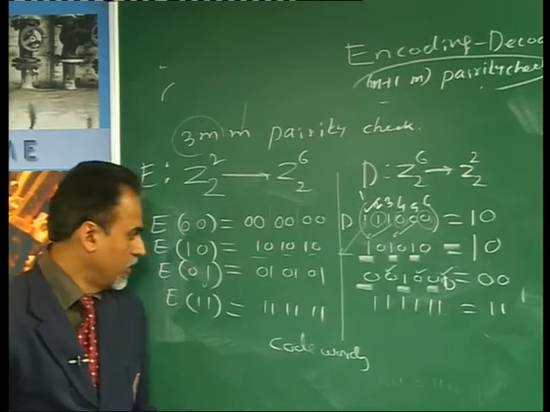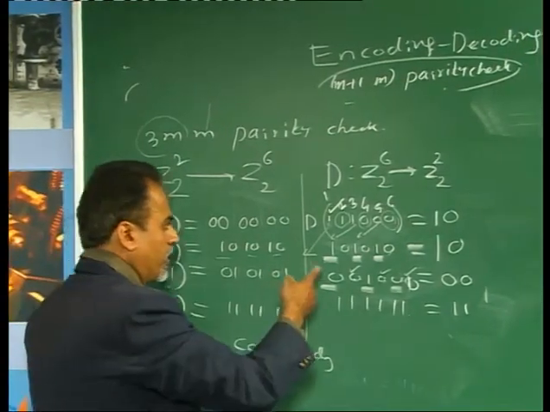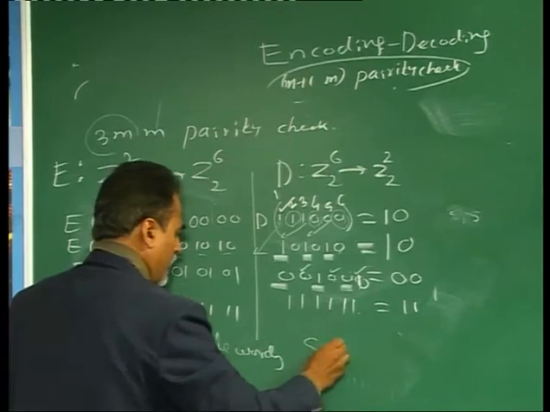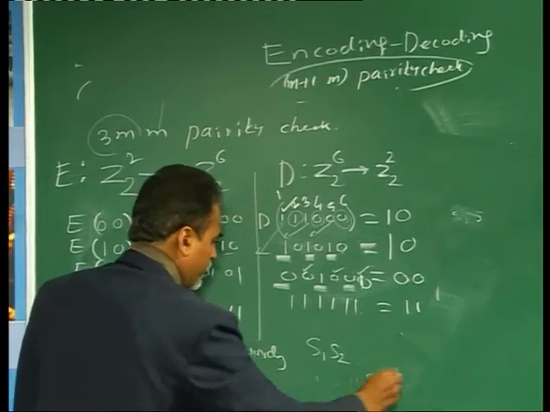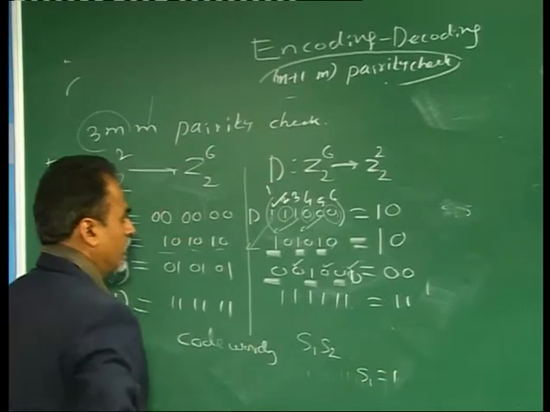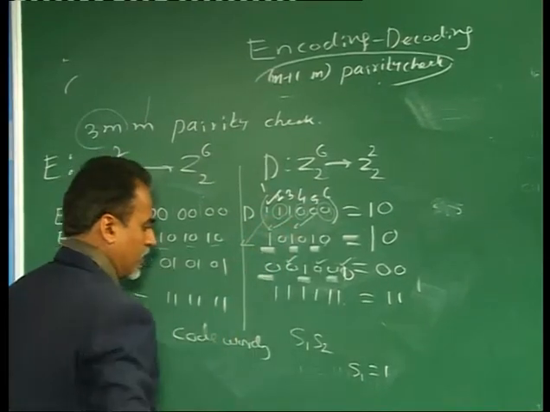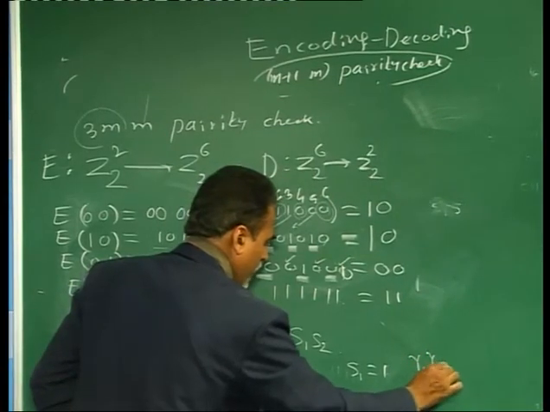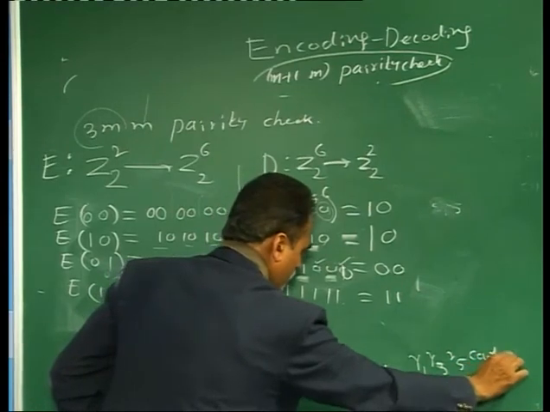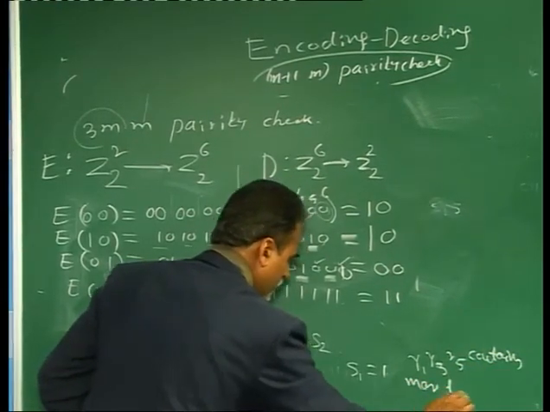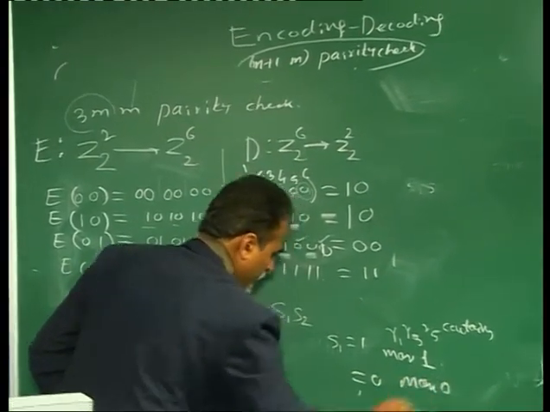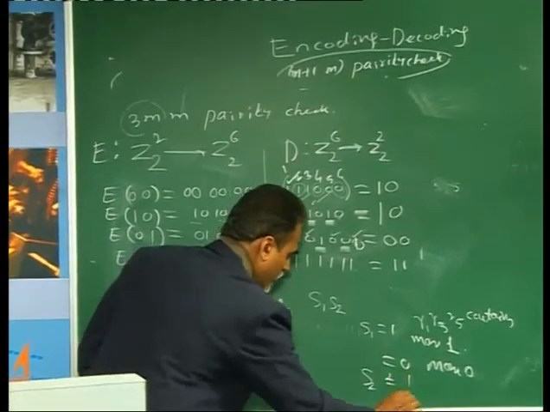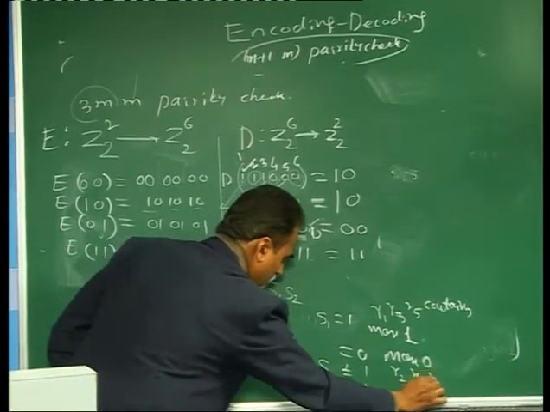This can be taken for 9 dimension also. For example, if I take a 9 dimensional word, how do I decode it? The decoded number is S1 S2, where S1 is 1 if, suppose the received word is R1 R2 R3 R4 R5 R6, R1 R3 R5 contain the maximum number of 1s, and 0 if they contain the maximum number of zeros. Similarly, S2 equals 1 or 0 depending on R2, R4, R6.